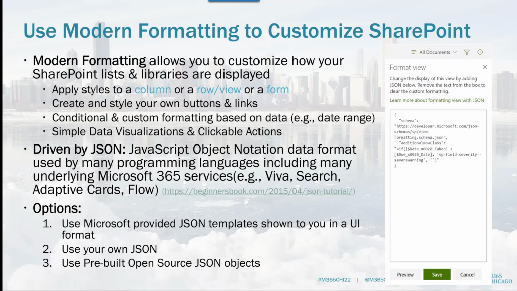And you can also do conditional and custom formatting based on the data you have. For example, if you want a date range, you want to do something with it. So you'll see an example, a start date and an end date. You might want to calculate the number of years, but you don't want to create a piece of data for that. You just want to render it on the list, right? Before in Classic, we'd usually have to create a calculated column or some sort of workflow that populated the data. Now you don't have to do that anymore. And with modern formatting, you can also have some simple data visualizations and clickable actions as part of that.